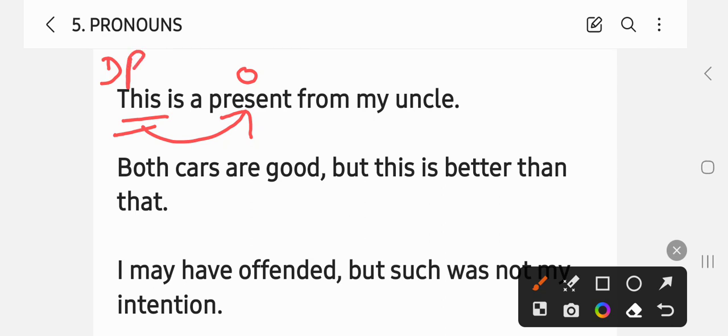Take a look at the second example. Both cars are good, but this is better than that. This is a demonstrative pronoun. That is also a demonstrative pronoun. Now you will say, why are there two demonstrative pronouns? Because here the object is in plural. If you see, it's not one car but it's more than one car, because the alphabet S is used to show that it is plural. So this and that, two demonstrative pronouns to show two objects, two cars.